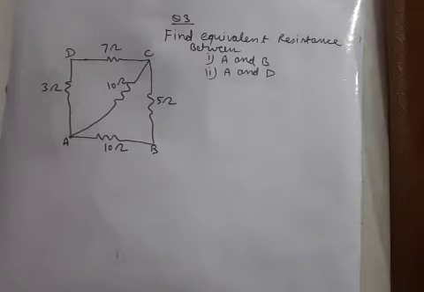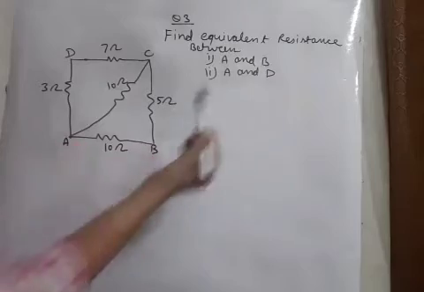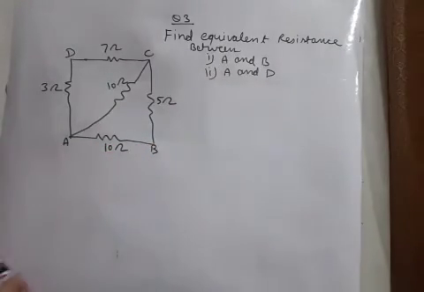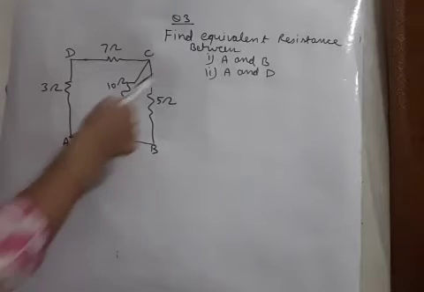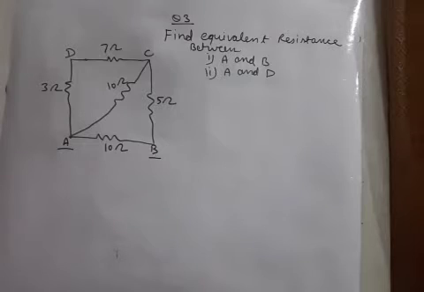Let us understand the third question, in which we have to find the equivalent resistance between points A and B, and A and D. That means the answer depends upon between which two points we are finding the net resistance. So let us start first of all between points A and B. As is the procedure, we have to enter the current at A to find out series and parallel.